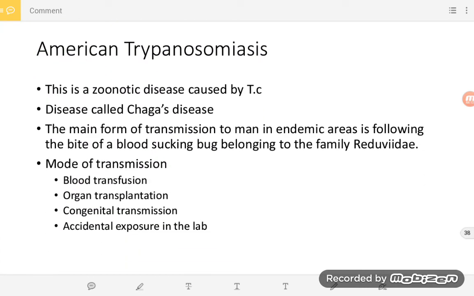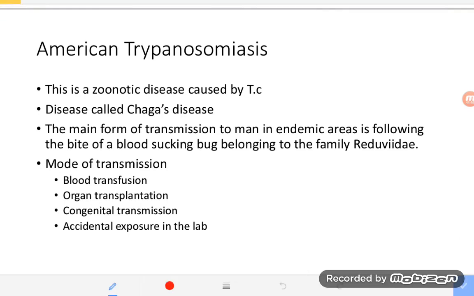American trypanosomiasis, this is a zoonotic disease caused by Trypanosoma cruzi. So this is also a zoonotic disease. The disease American trypanosomiasis we call Chagas disease. If they ask about the disease condition of Trypanosoma cruzi, the best thing you have to name is Chagas disease, right?